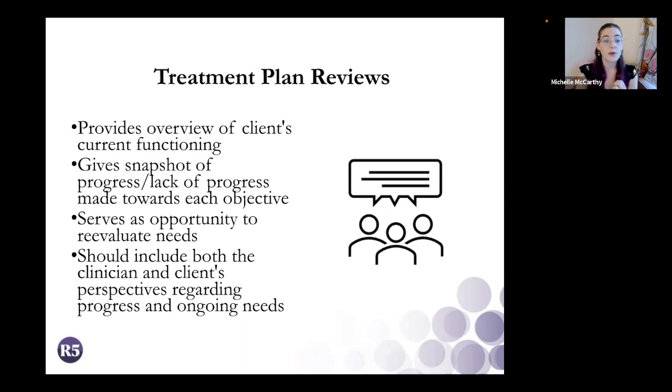It should include both our perspective as the clinician and the client's perspective. Please don't do treatment plan reviews and just say, well, this is what I see, and not ask the client, not talk to the client about what it has been like for them. What's your perspective? Do you feel like you've made progress? How would you evaluate your needs, right? But also don't just do a treatment plan review and say, okay, Susie, here's the goal. Did you meet it? Next. Here's this goal. Did you meet it? Next. It should include both perspectives.